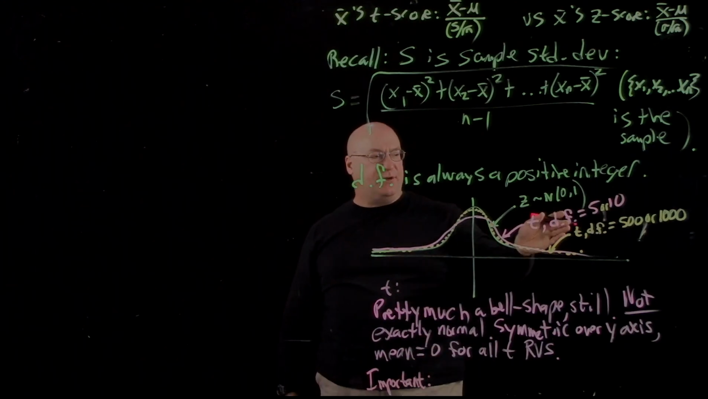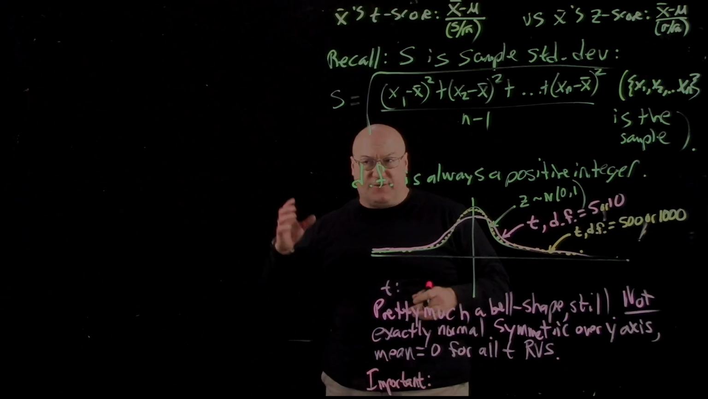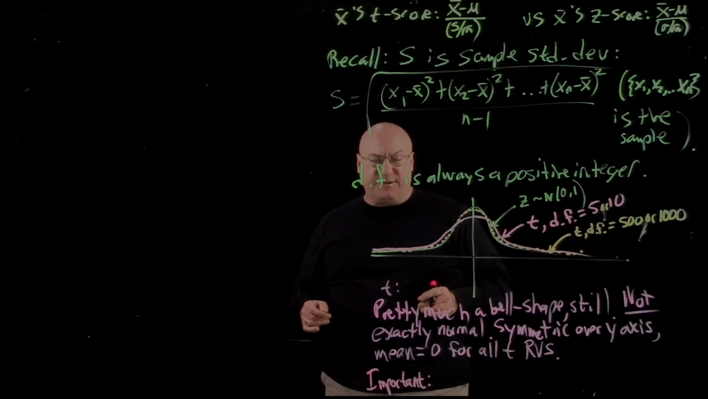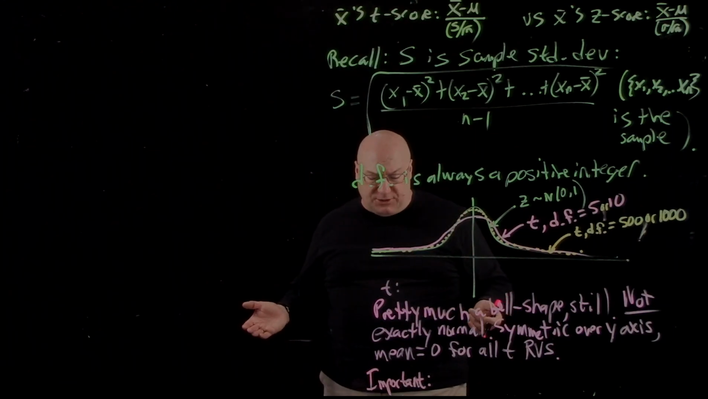I'm telling you, you've got these different t random variables with different curves, therefore different charts, right? When you look at probabilities, which one do you use?